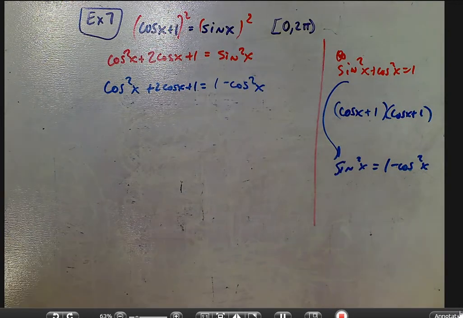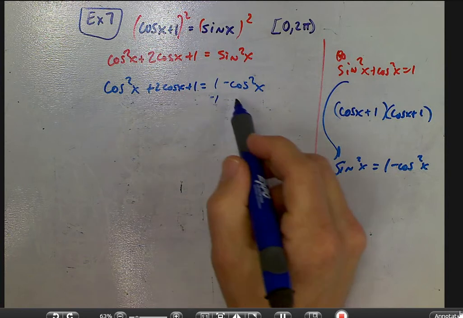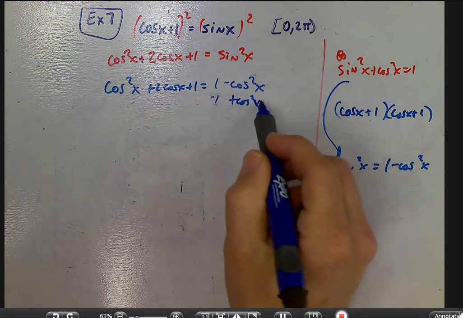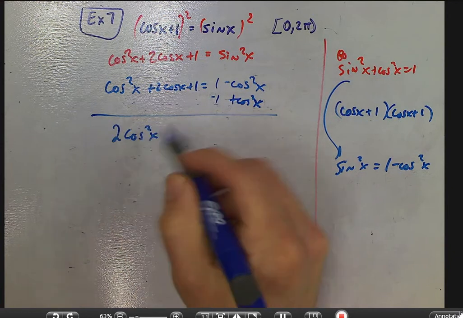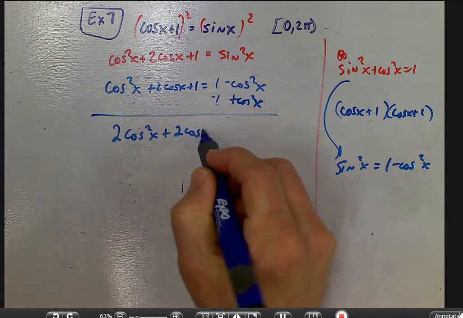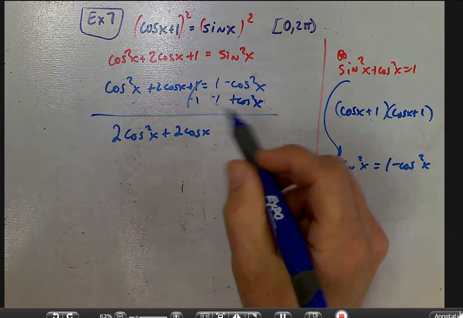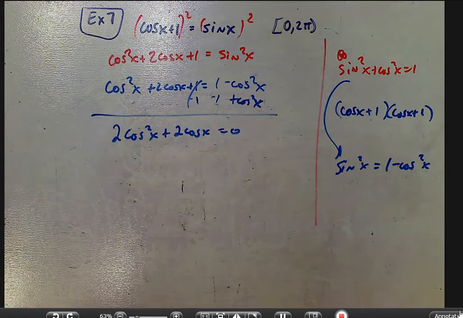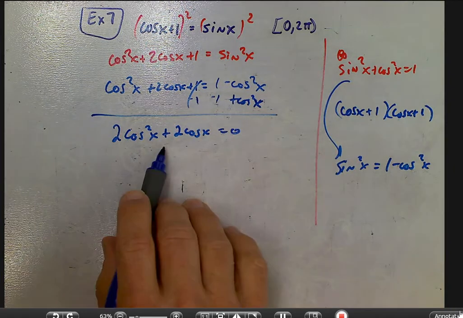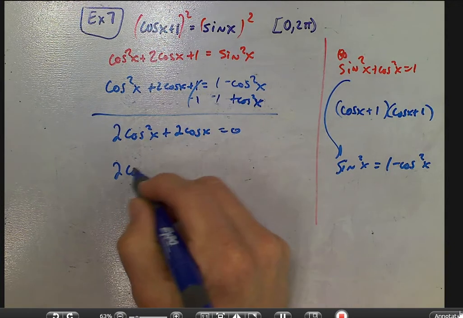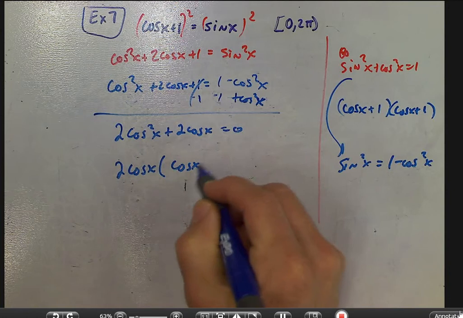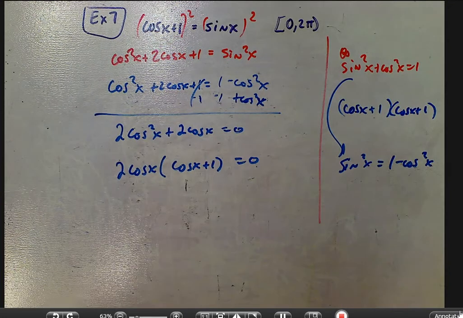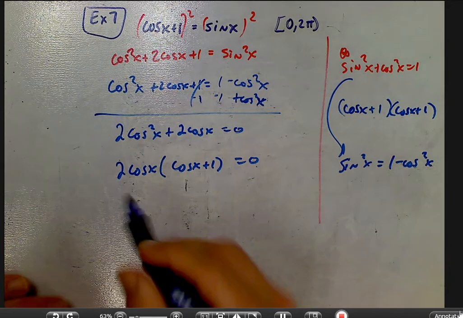Now I have to get it equal to 0, so I'll subtract the 1, I'll add the cosine squared of x to both sides, and I'll get 2 cosine squared of x plus 2 cosine of x, and then the 1 minus 1 cancels out, equal to 0. Common factor here is 2 cosine of x, so it's going to leave me with cosine of x plus 1 equals 0 after I factor it. Set your factors equal to 0.